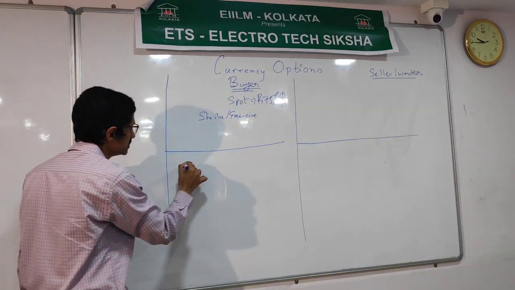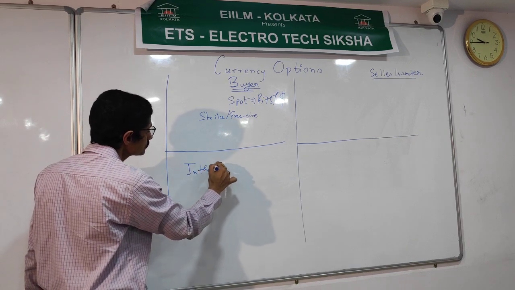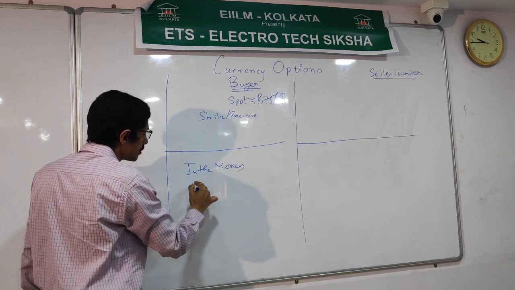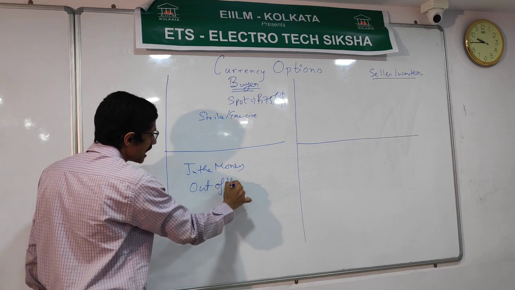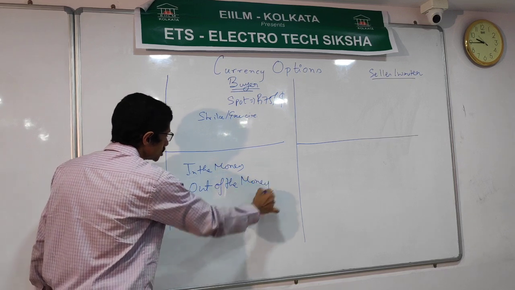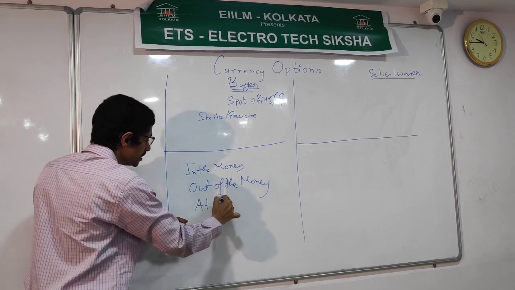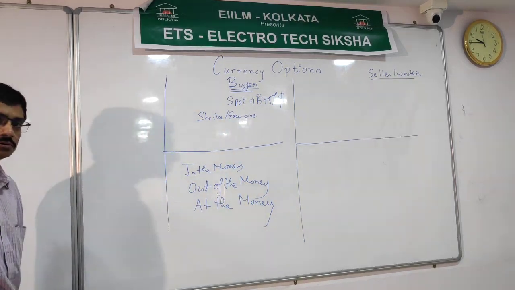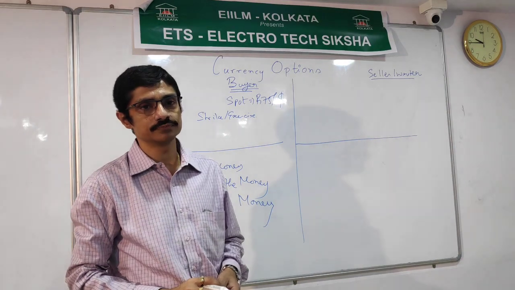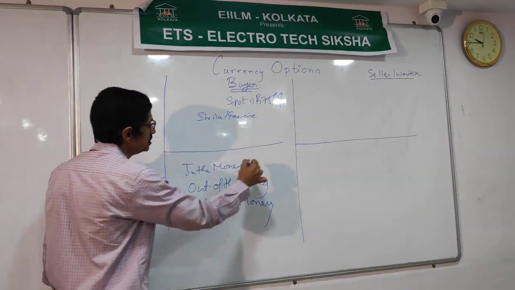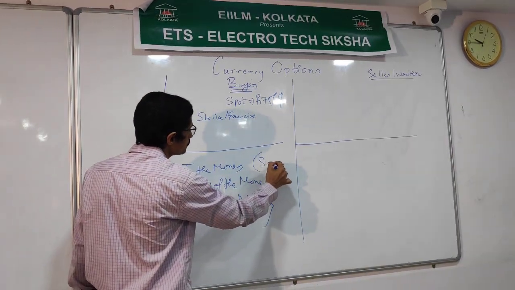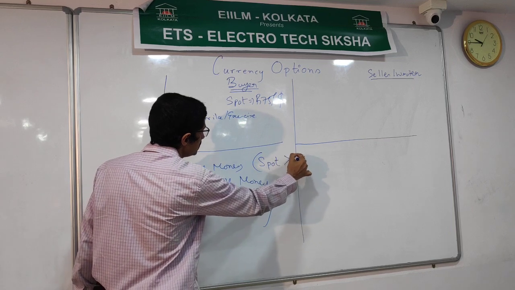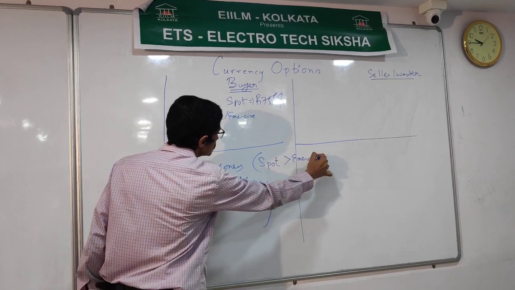These are known as in the money option, out of the money option, and at the money option, which are all applicable for both the call option as well as the put option. Now, what is the meaning of in the money option? In the money option means if the spot price is greater than the exercise price or strike price.